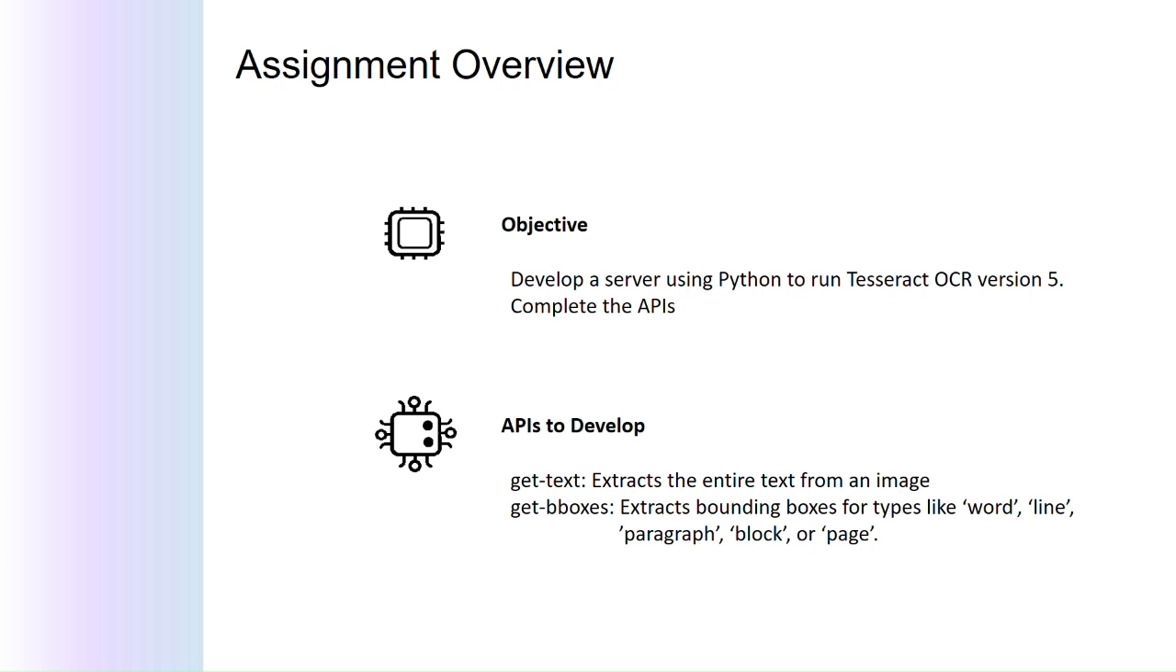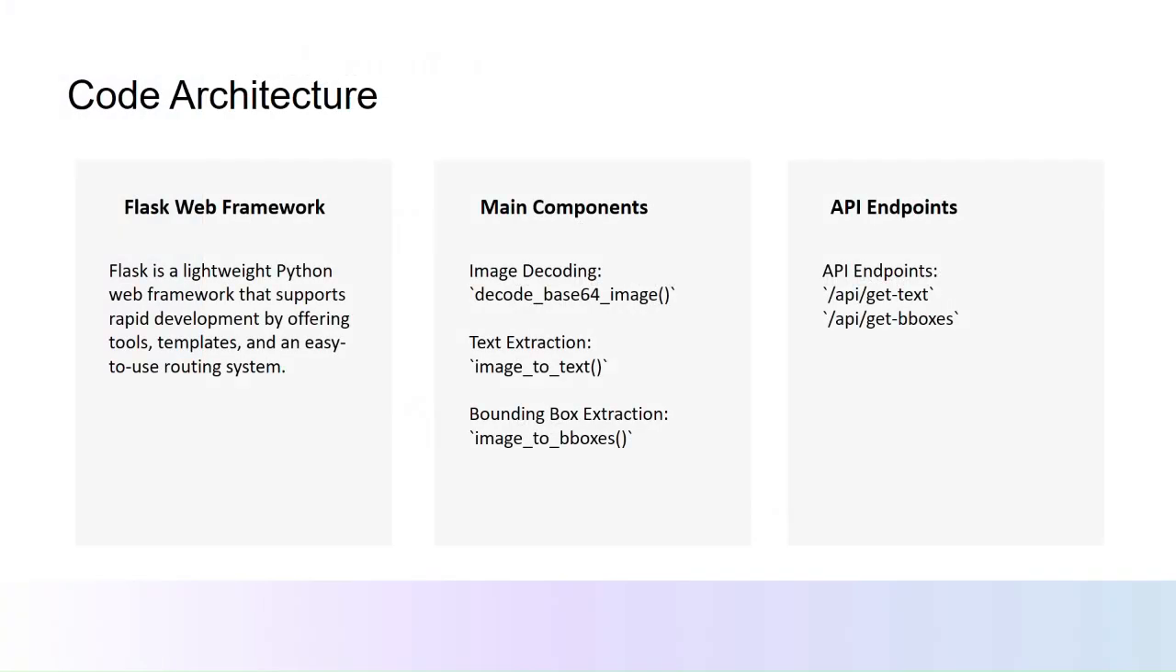The getText API extracts all the text from a given image. The getBoxes endpoint extracts bounding boxes for a specified type. Type may include word, line, paragraph, block, or page, depending on the granularity needed.